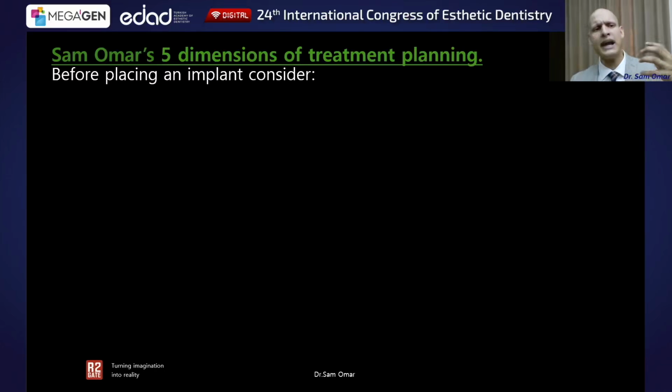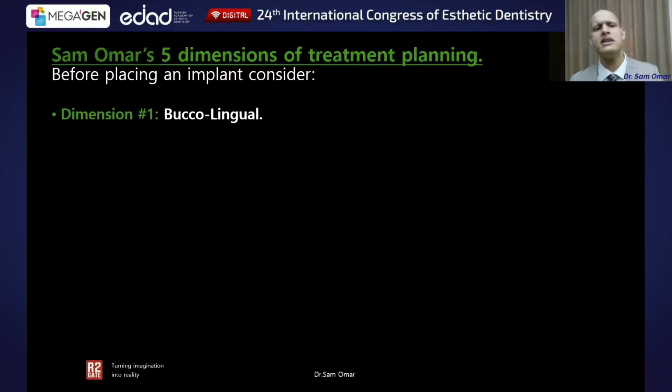So I've been planning implant cases for almost 5 years now. And what I learned was we need to make sure that we have a blueprint for us that would help us with planning, and those criteria will basically help us place implants in the best prosthetic position and the best biological position altogether. So what are the 5 dimensions of treatment planning?